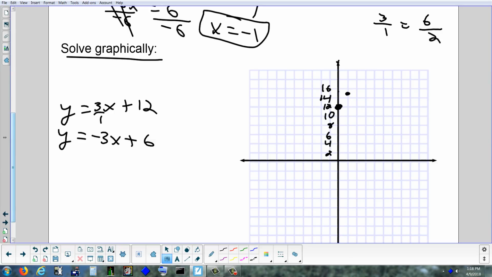Up 3 from 15 is 18. And then over... maybe I shouldn't have done that. 14, over 1. 15, 17. Now look at the original. If I had just gone up 6, 2, 4, 6, over 1, 2, it would have ended up right there anyway.